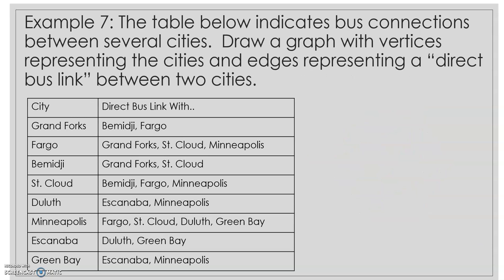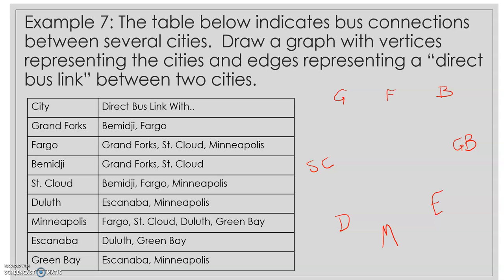Example 7. The table below indicates bus connections between several cities. Draw a graph with vertices representing the cities and edges representing a direct bus link between 2 cities. Okay, we'll use G for Grand Forks, F for Fargo, B for Bemidji, C for St. Cloud, D for Duluth, M for Minneapolis, E for Escanaba, and I'm going to use GB for Green Bay.